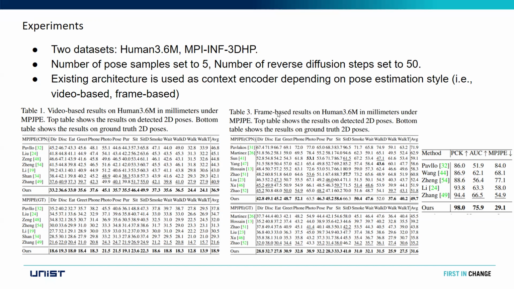And this Table 3 is frame-based results. So in this one, we do not use video. We do not use the context encoder for extracting 2D pose sequence information, but we just use one image. And as you can see, it's still considerably better than the previous approaches. And they also did experiments on MPI-INF-3DHP, and as you can see, the results are much better than previous ones.